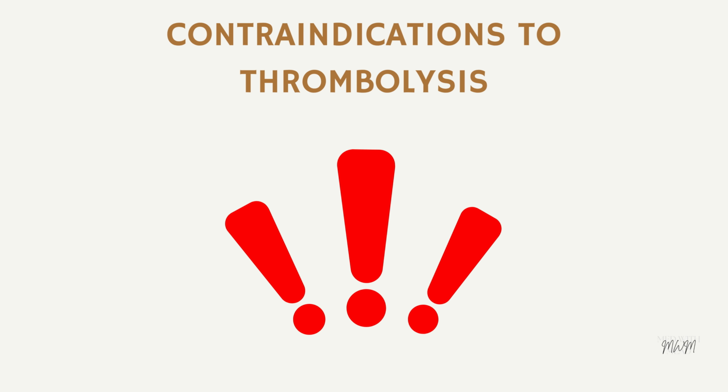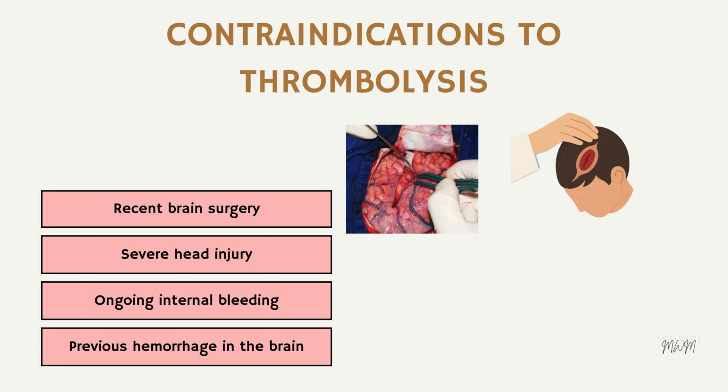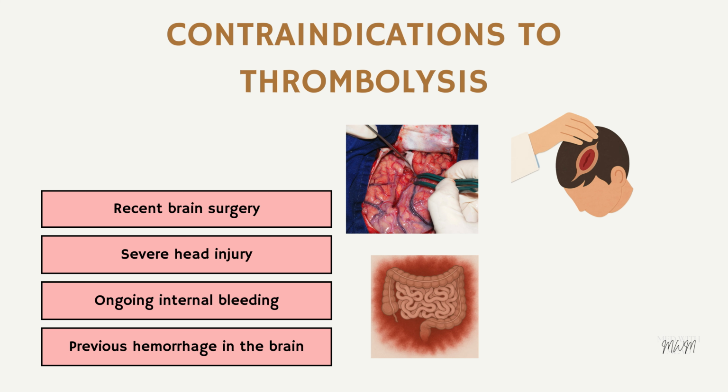Before giving a thrombolytic, the first step is always to make sure it's safe. There are some situations where we never use these drugs, like after recent brain surgery or severe head injury, and also if there is an ongoing internal bleed or in anyone with a previous hemorrhage in the brain. These are what we call absolute contraindications because the risk of bleeding is simply too high.